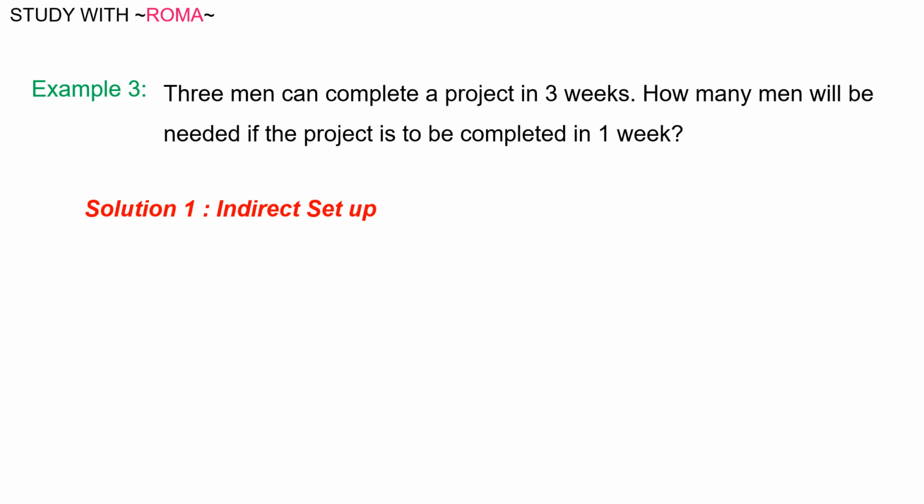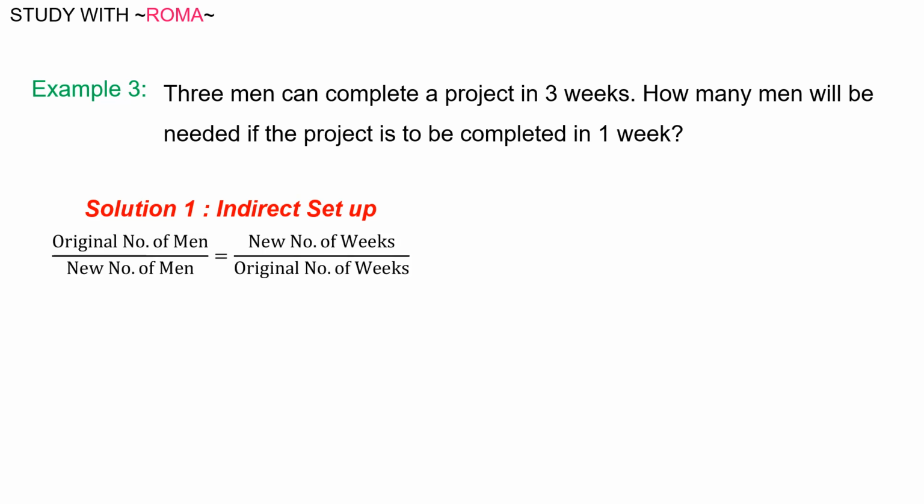The first one is indirect setup. Original number of men over the new number of men is equal to the new number of weeks over the original number of weeks. So 3 over n equals 1 over 3. Cross multiply, we have 1n equals 3 times 3, so n is equal to 9. The number of men will increase from 3 to 9.